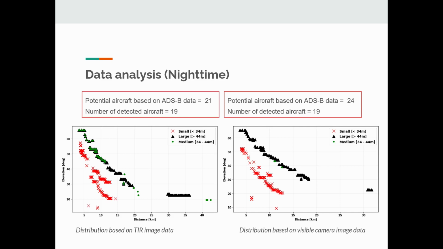On the right, for the RZ camera, out of 24, 19 got detected. And it has a similar distribution as the IR camera. Those which are detected at lower elevations below 20 degrees are not too far from the sensor, and hence we managed to capture them at low elevation.